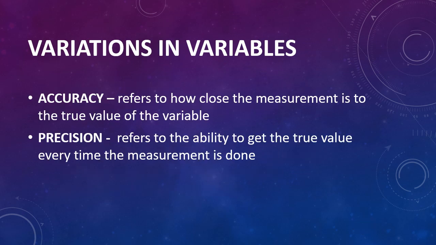So when gathering information on variables used in a study, accuracy and precision are two essential qualities that must be observed in the measurement of these variables. So when talking about accuracy, this refers to how close the measurement is to the true value of the variable. And precision is the ability to get the true value every time the measurement is done. So two things contribute to accuracy and precision.